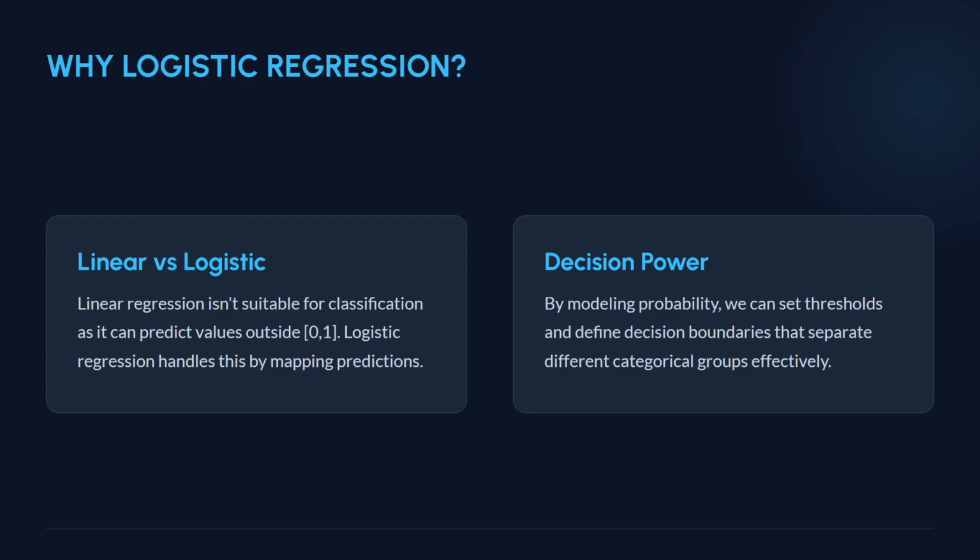Decision power: by modeling probability, we can set thresholds and define decision boundaries that separate different categorical groups effectively. So here we model the probability by setting a threshold value, and this threshold value acts as a decision boundary, and on the basis of that decision boundary we separate different categorical groups as 0 and 1.